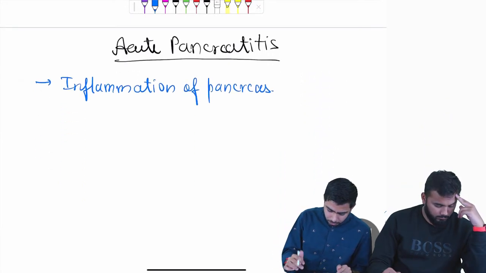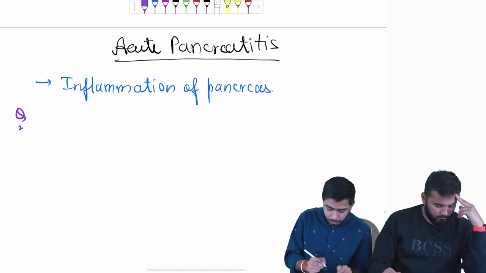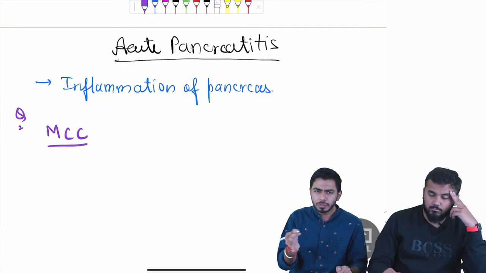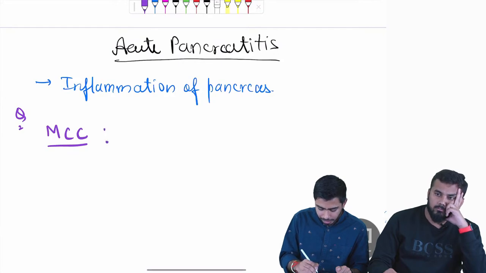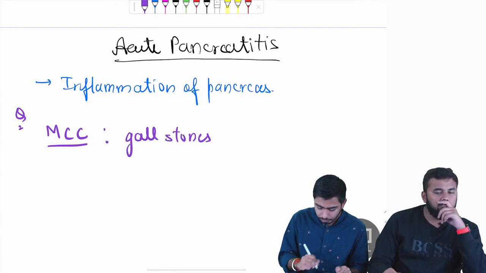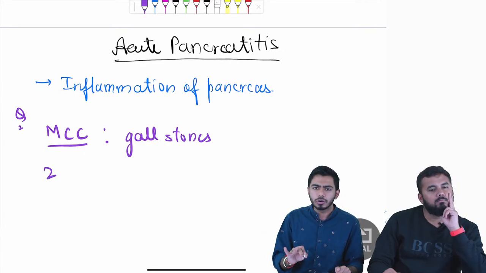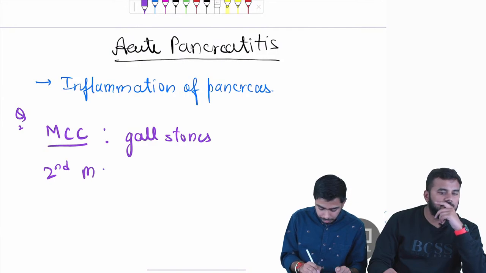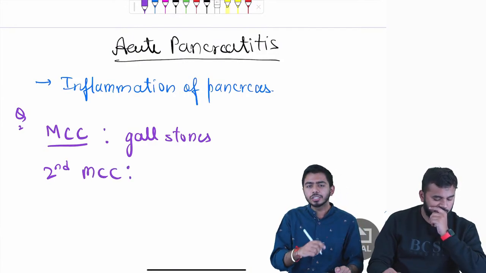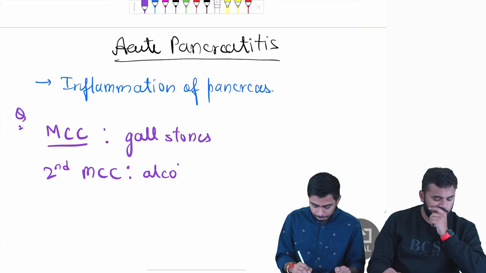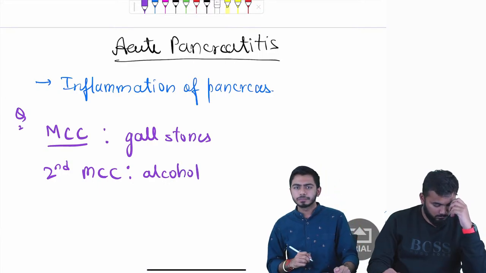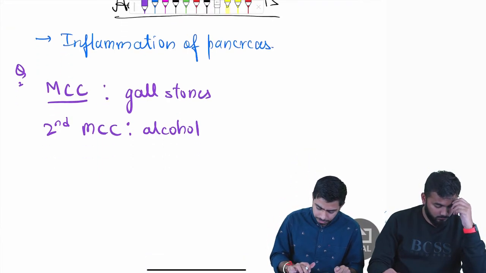So the very first question is: what is the most common cause, guys? MCC, most common cause of acute pancreatitis, you will answer as gallstones. First doubt is clear. If they ask you, for example, the second most common cause, then in that case you will answer alcohol.